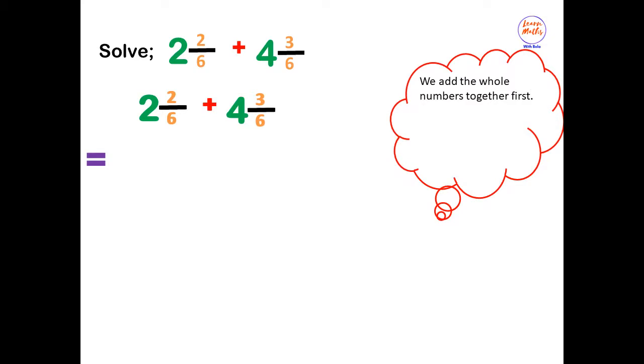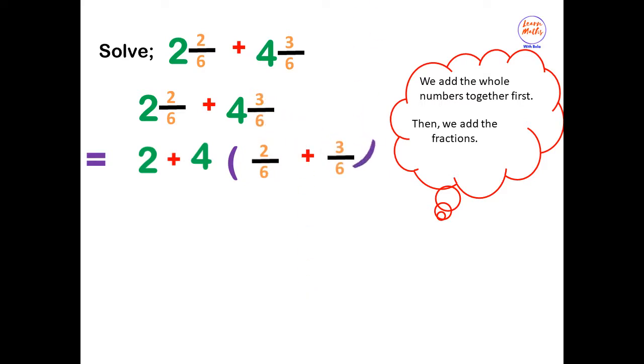We add the whole numbers together first, or separate it, like pick out the whole numbers on one side, then take the fractions on the other side. 2 plus 4, then we add the fractions. 2/6 plus 3/6, then I close the bracket. So very easy from here.